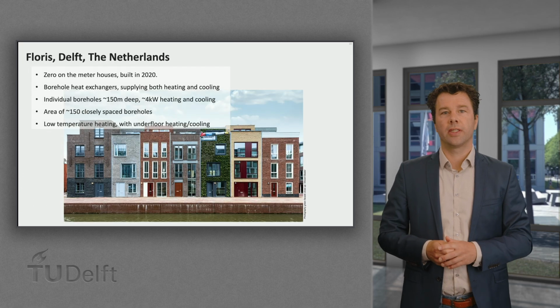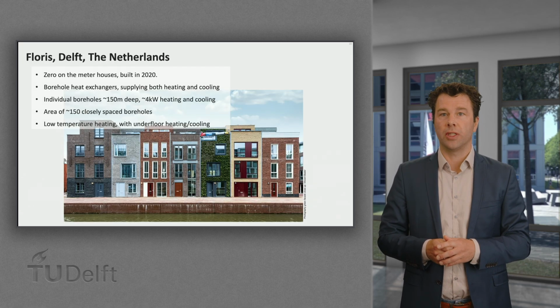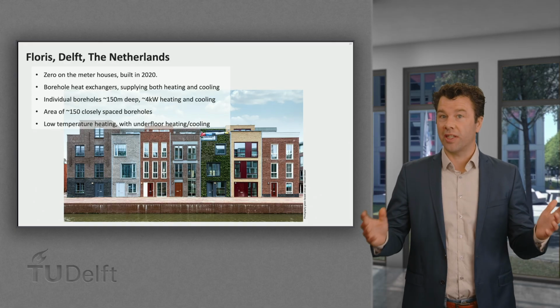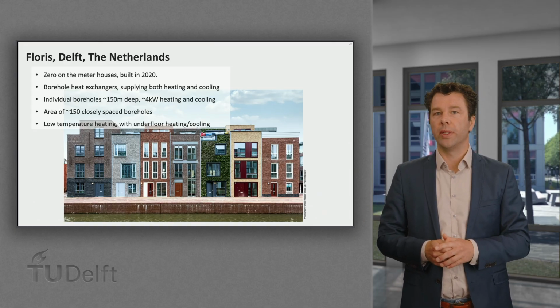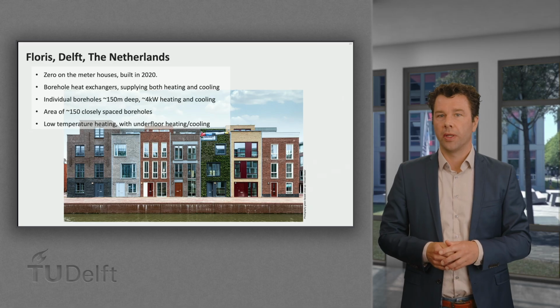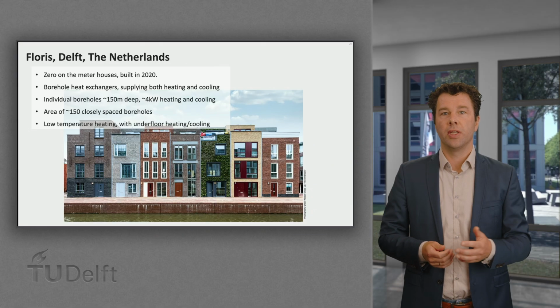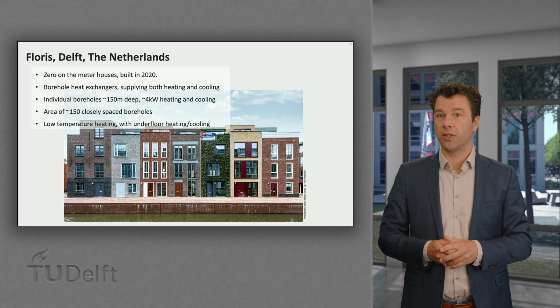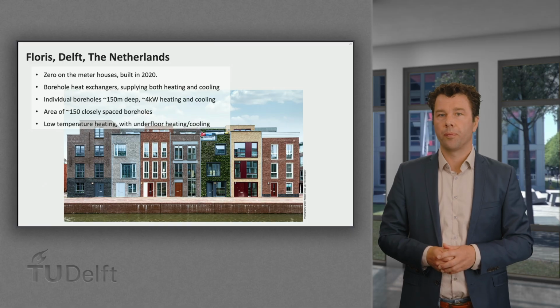The first project I would like to discuss is in an individual house in Delft, or rather a set of individual houses, each built with their own renewable heating and cooling systems. The houses were built in the year 2020 and designed to be energy neutral across a year, which means they may have a surplus or deficit of energy at any moment, but over a year they balance out.